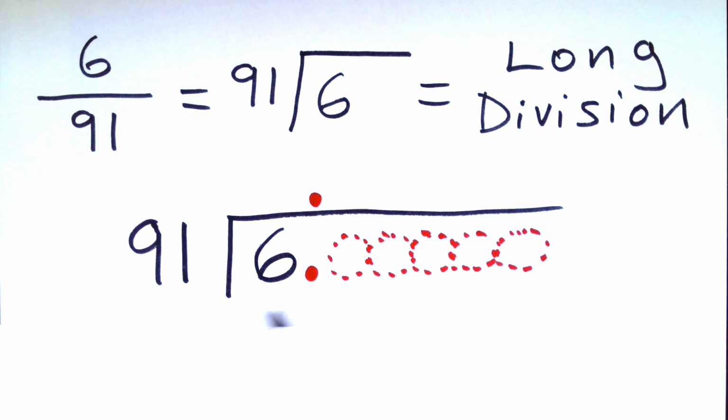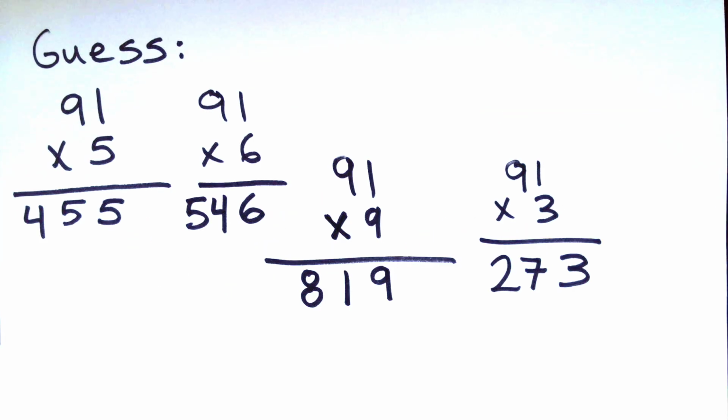So then we'll go to 600, right? So what number times 91 gets me closest to 600? That's my target. So a lot of times we use a technique called guess and check. Let me show you what that looks like. Okay, so in this guess and check method, what I'm going to do is multiply 91 times some numbers I feel will get me closest to 600. Remember, that's my target.